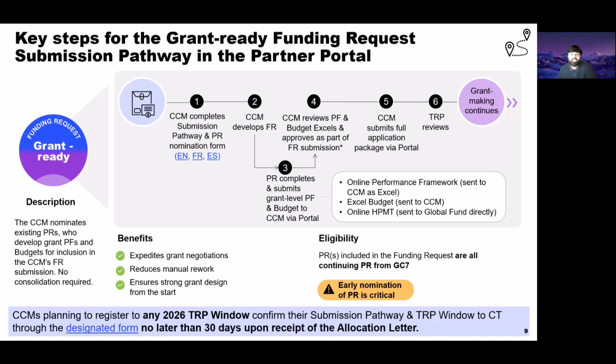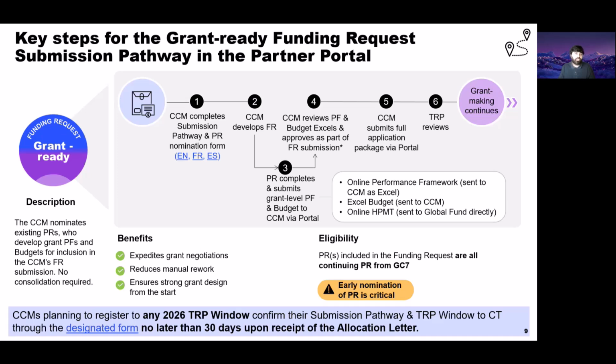Here again, we want to reiterate that for grant-ready funding requests, any PRs that are involved will need to be existing and continuing PRs from grant cycle 7. So again, the big difference for grant-ready funding requests is that CCMs will still continue to develop the entire funding request package. The big difference being that for grant-ready, it will be the principal recipients that will complete the performance framework and budget. So the CCMs will not be completing a performance framework and budget as part of the grant ready funding request.